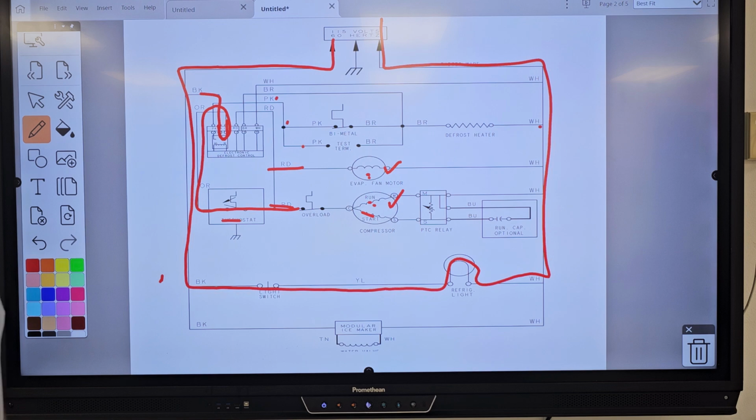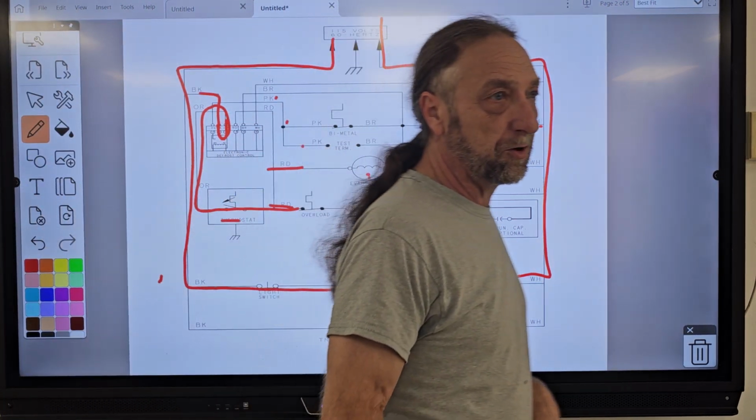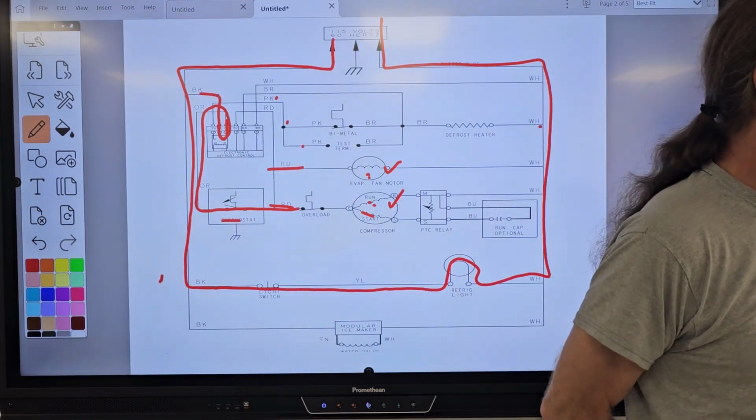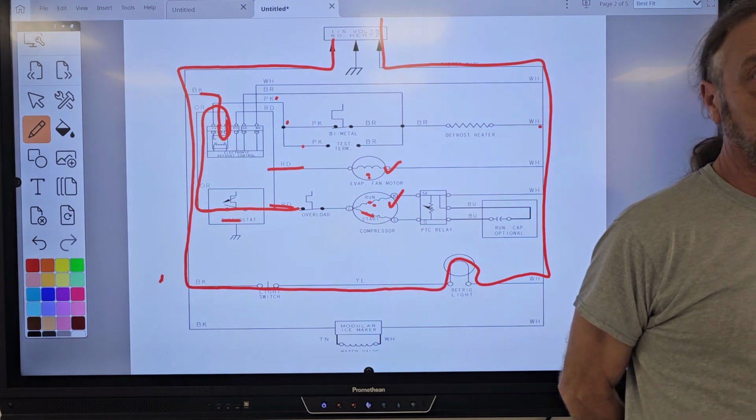Is there any questions on this? I could go further and say, well, we just ohm out the thermostat or ohm out the relay on the board or jump it out. But that's how you would test them.